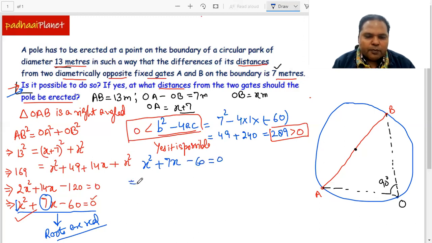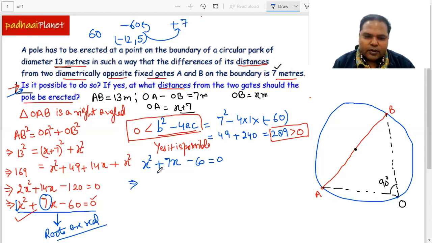So if we use the split methodology, that means we need to factorize 60 in such a way that the product of its factors is always negative 60 and the sum of its factors is plus 7. So if I take 12 and negative 5, the product of these two will be negative 60 and the sum of these two would be positive 7, right?